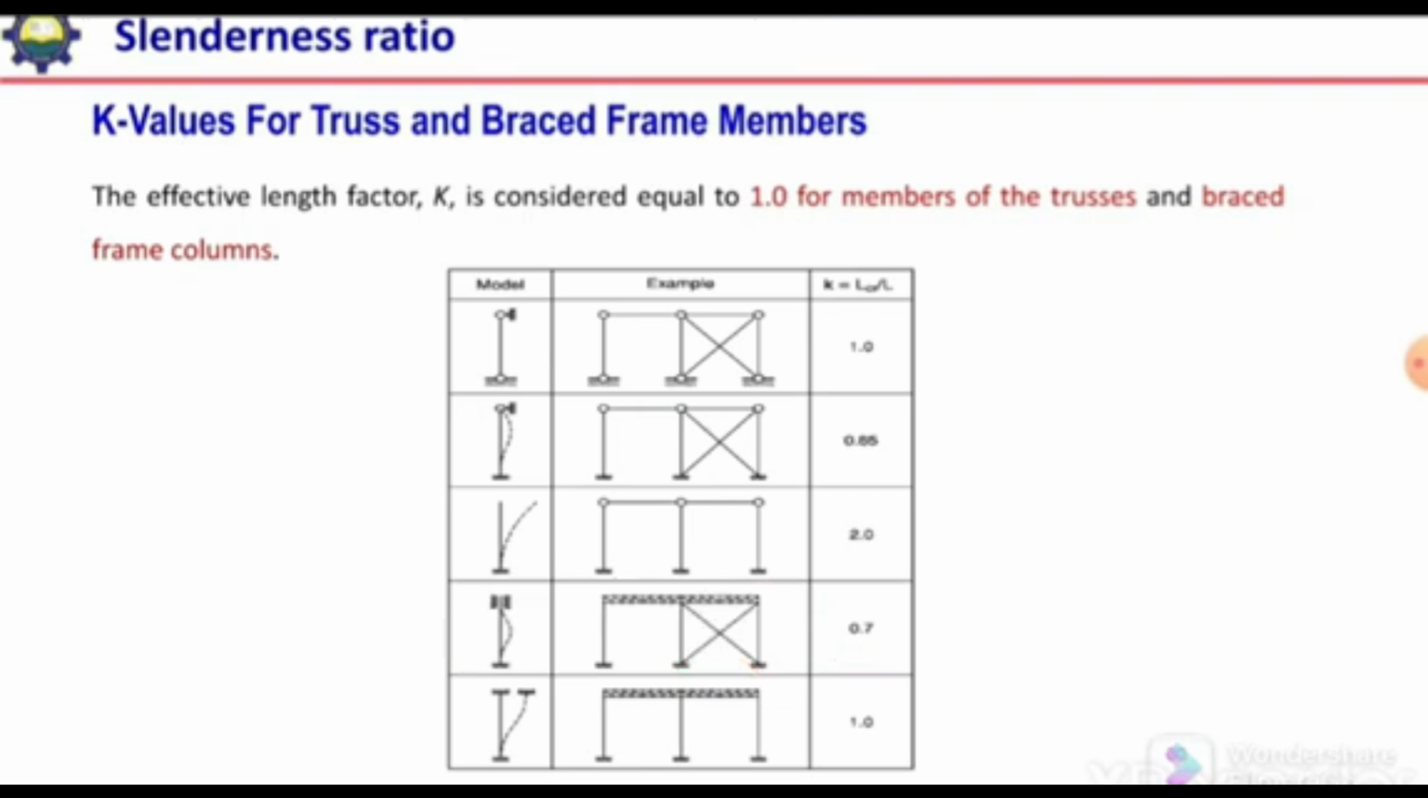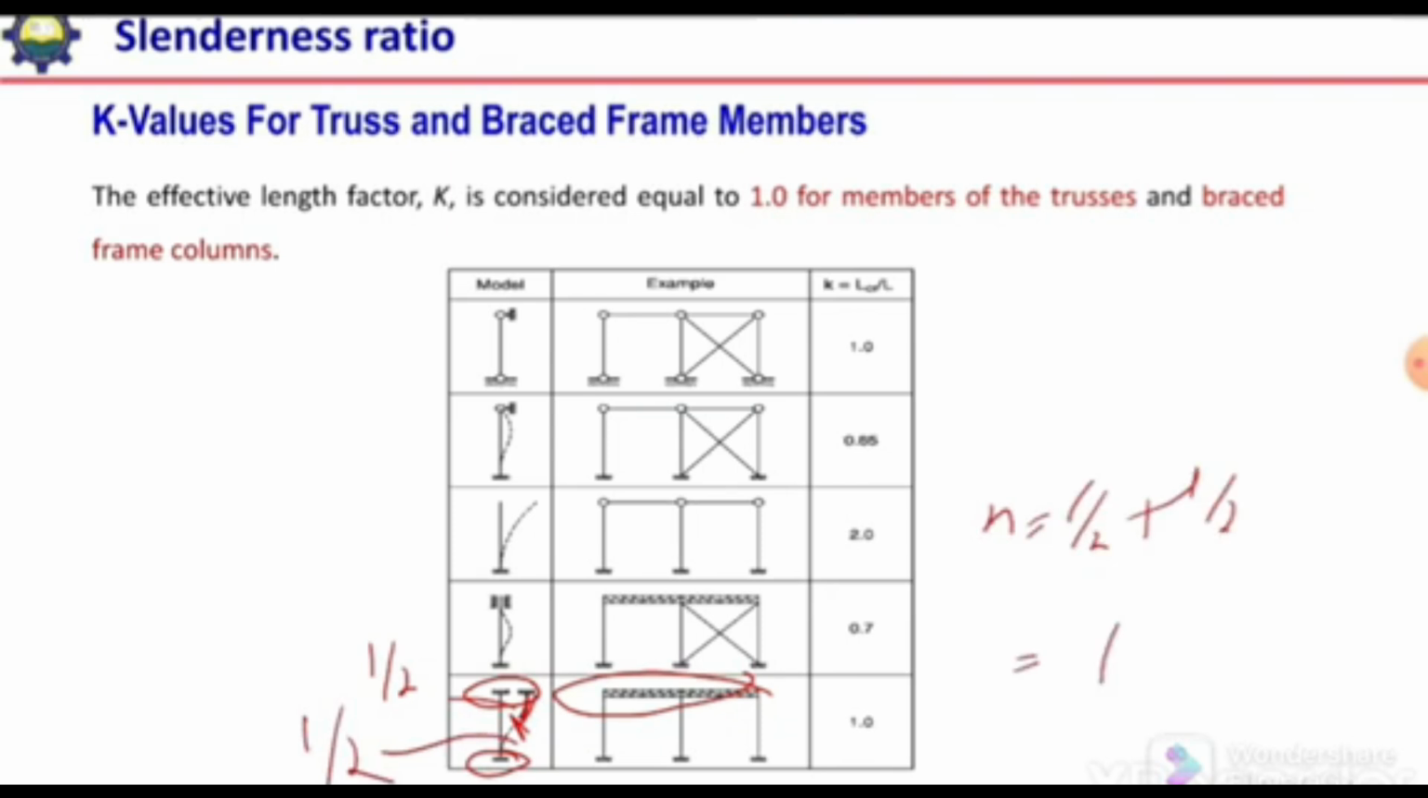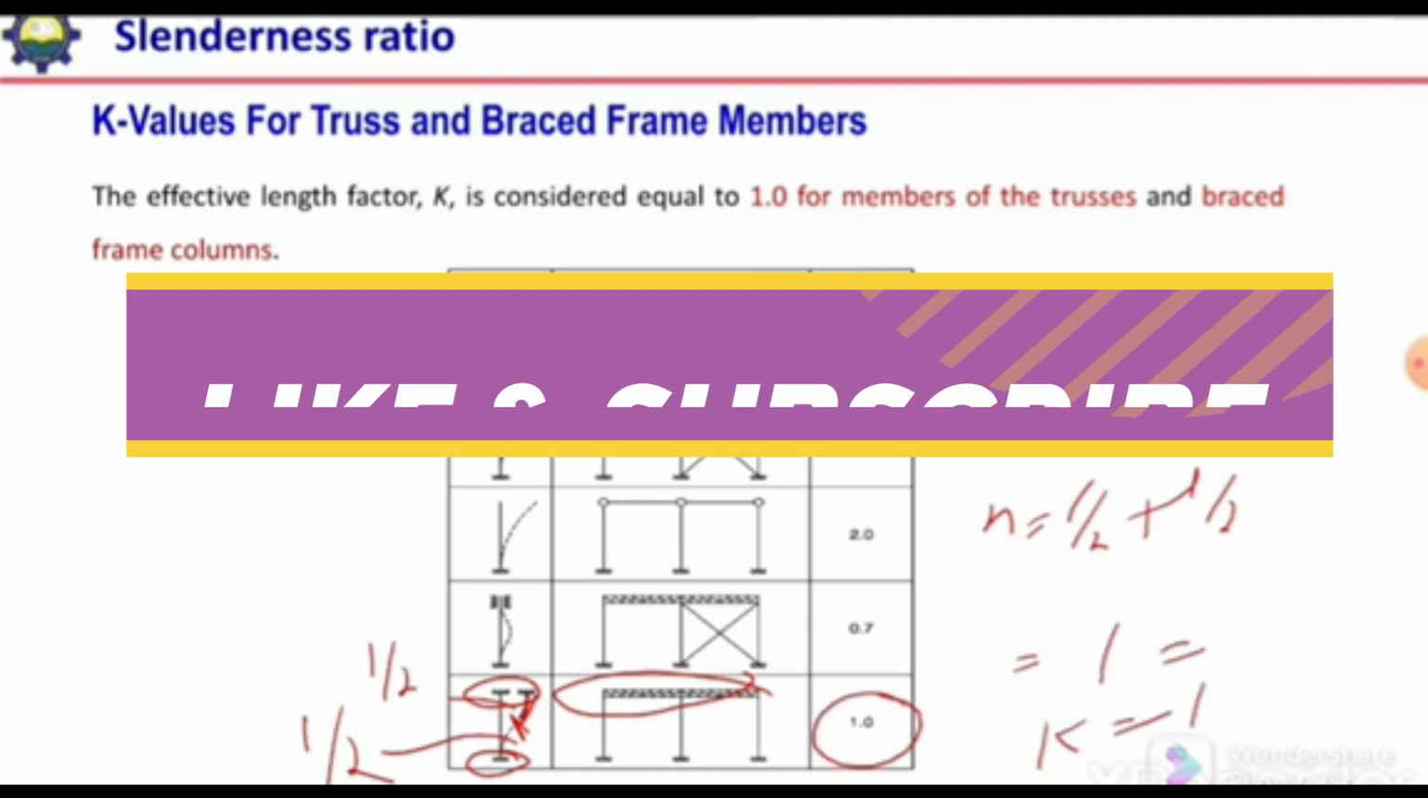If we have a frame like this, where the beam is rigid and the side sway is not permitted, in that case there will be no rotation but translation will be allowed. So at the bottom we have fixed support, so translation as well as rotation is prohibited. So we have two half sine waves, so half of half sine wave. So this is 1 by 2 half sine wave and this will be 1 by 2 half sine wave. So N will be equal to 1 by 2 plus 1 by 2, so it is equal to 1 and K will also be equal to 1. So in this way we can idealize these frames and we can calculate the K value.